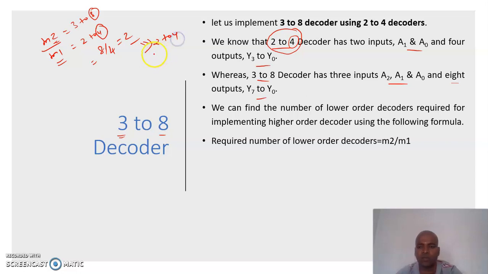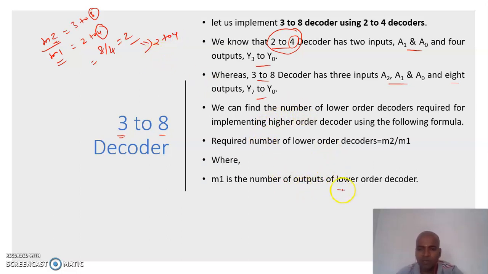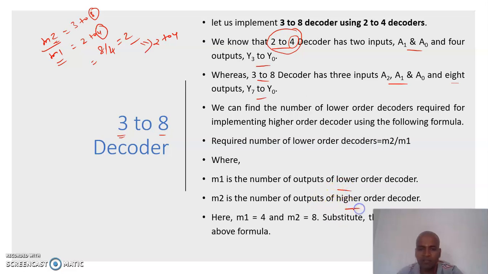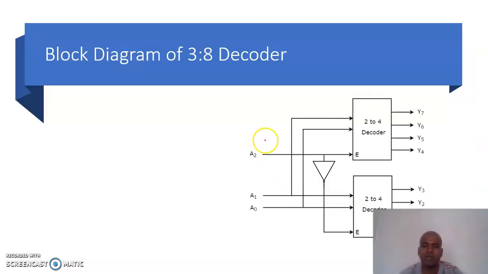to 4 decoder. So have a look at this, where M1 is the number of outputs of lower order and M2 is the higher order. As per the formula, M1 is equal to 4 and M2 is equal to 8. Then 8 by 4 is equal to 2. So we are in need of 2 to 4 decoders.